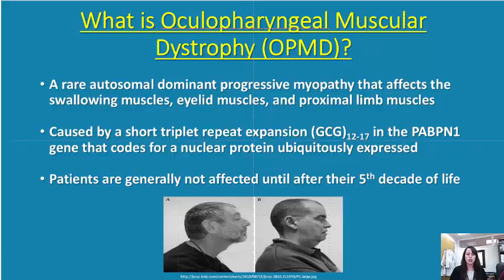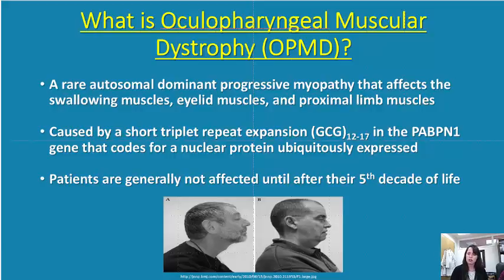So to start, I would like to first go over what exactly is oculopharyngeal muscular dystrophy, or OPMD for short. OPMD is a rare autosomal dominant progressive myopathy that affects the swallowing muscles, eyelid muscles, and proximal limb muscles. It is caused by a short triplet repeat expansion of GCG in the PABPN1 gene that codes for a nuclear protein ubiquitously expressed, which just means that this codes for a protein that is found everywhere in our bodies.